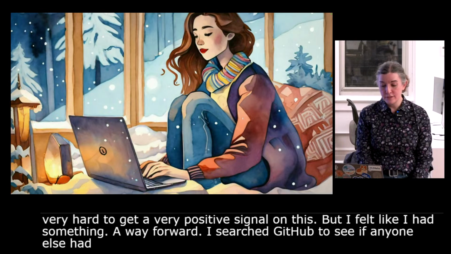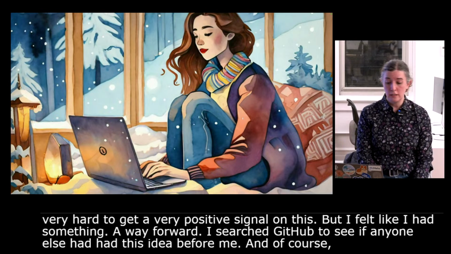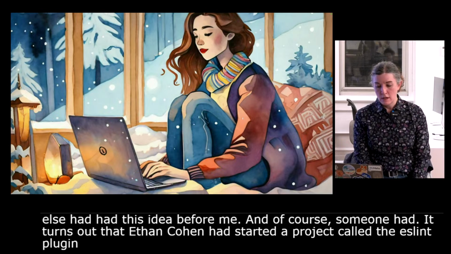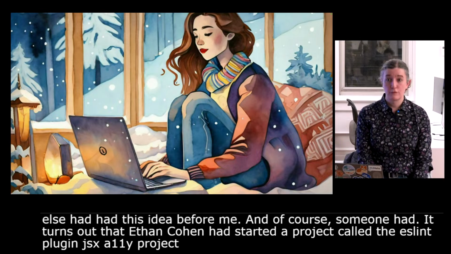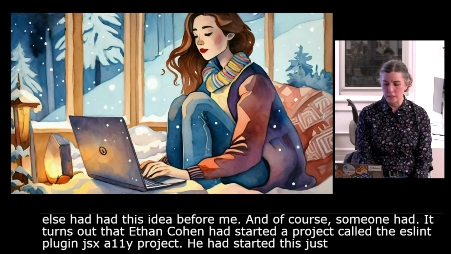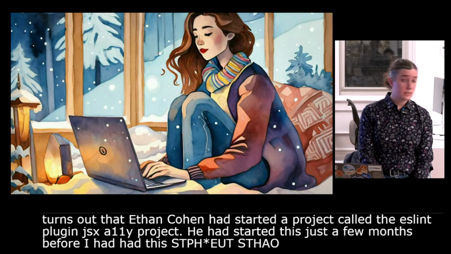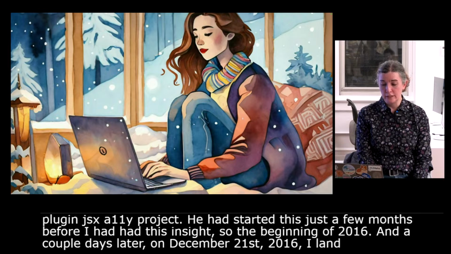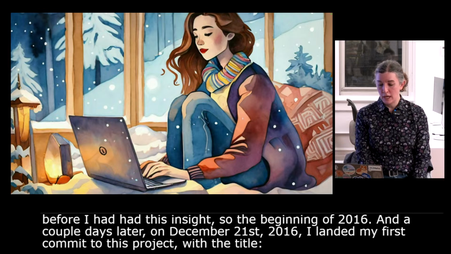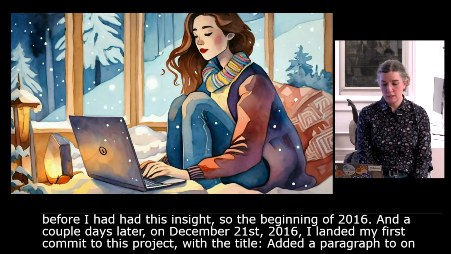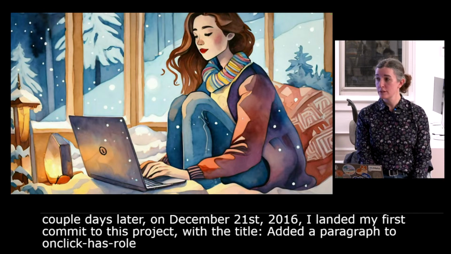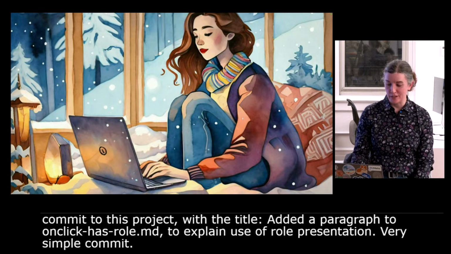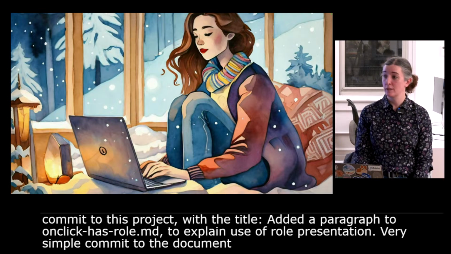I searched GitHub to see if anyone else had had this idea before me, and of course someone had. It turns out that Ethan Cohen had started a project called the ESLint Plugin JSX-ally project. He had started this just a few months before I had had this insight, so the beginning of 2016. And a couple days later, on December 21st, 2016, I landed my first commit to this project with the title, added a paragraph to onclickhasrole.md to explain use of role presentation. Very simple commit to the documentation, just getting my feet wet in this project. That was bug number 129.